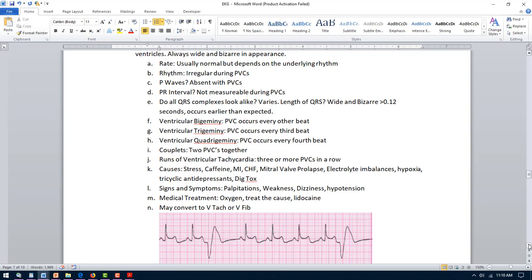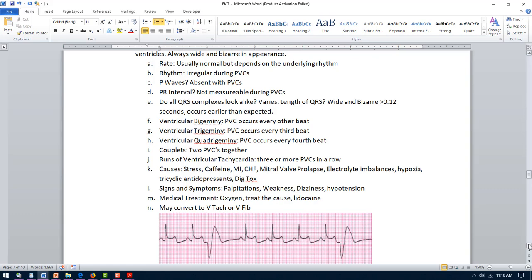So bigeminy is when this PVC occurs every other beat. Trigeminy is when this PVC occurs every third beat. So that would make quadrigeminy every fourth beat. Also, when you have two of these together, it's called a couplet. And when you have 3 or more PVCs in a row, it's considered a run of ventricular tachycardia. So know all those terms. They'll be important, I promise.